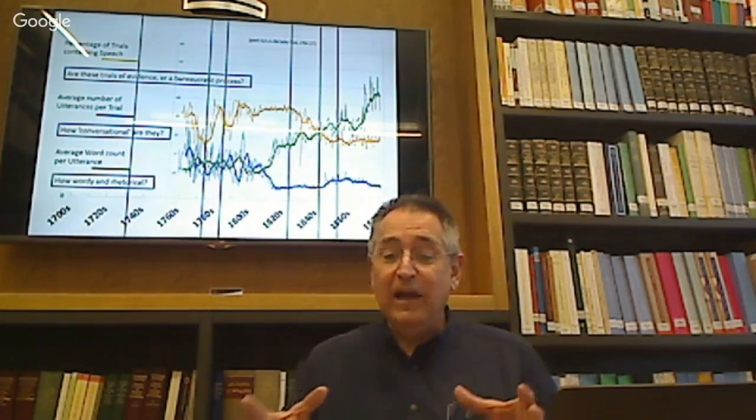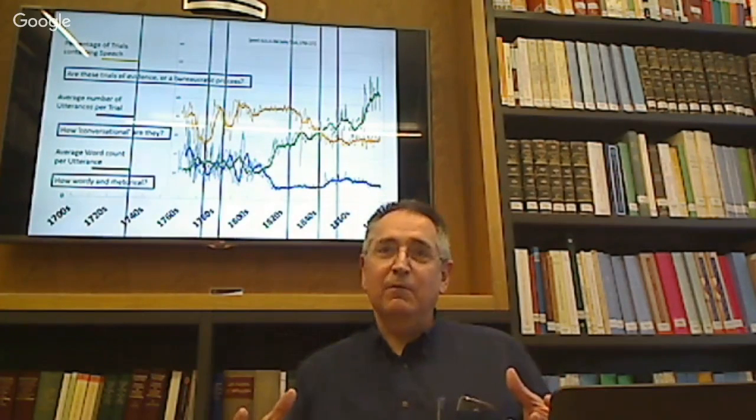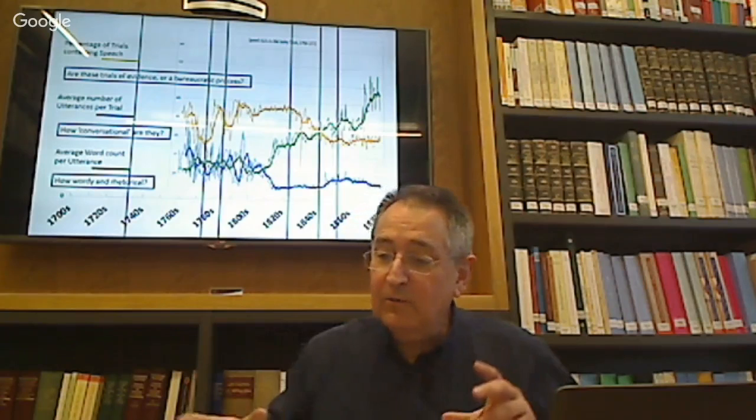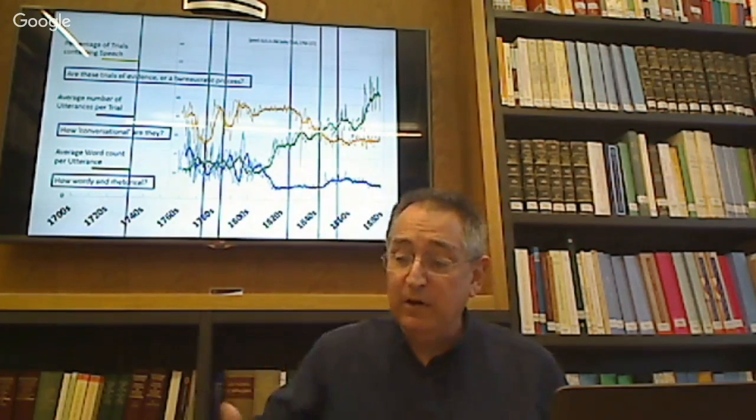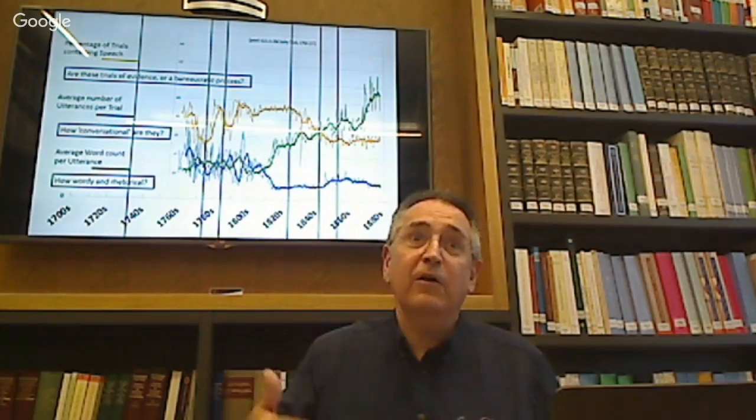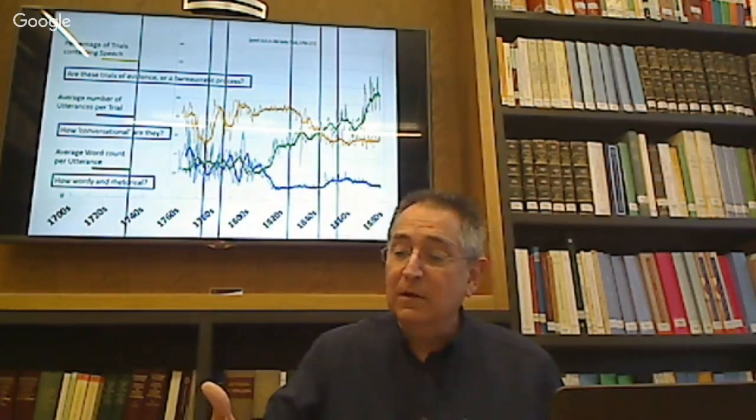And finally, you get the green line, which is the average word count per utterance. So basically, how verbose were these people? In dialogue with the other two, this again reflects a major transition in the 1810s and 1820s, so that when someone did speak, rather than short interrogations back and forth, we get ever longer statements.